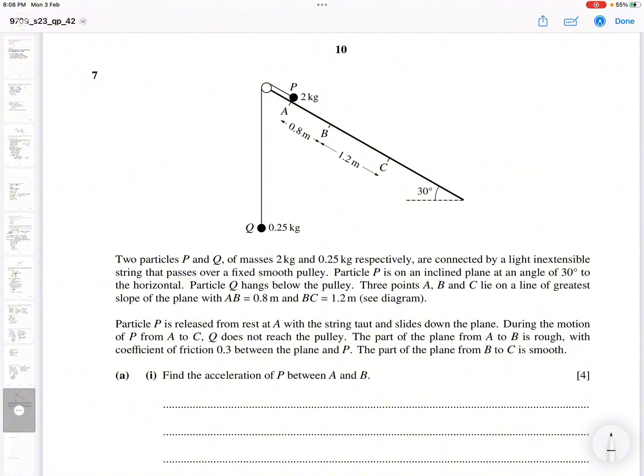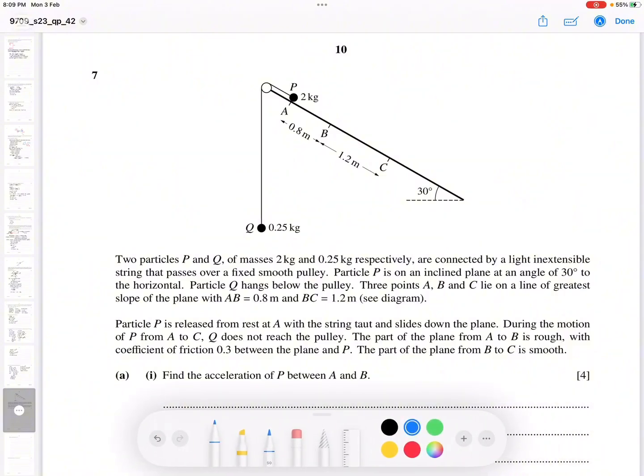The part of the plane from A to B is rough, with coefficient of friction 0.3 between the plane and P. The part of the plane from B to C is smooth. In part 1, find the acceleration of P between A and B. Okay, quickly we should resolve some forces.